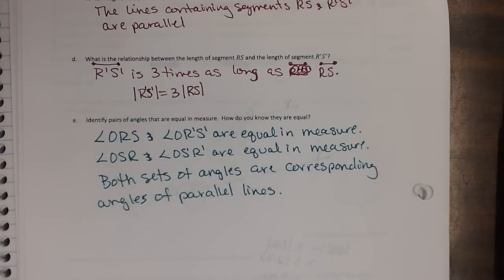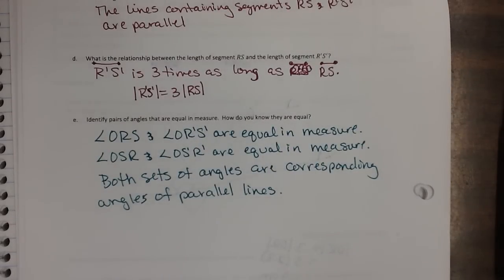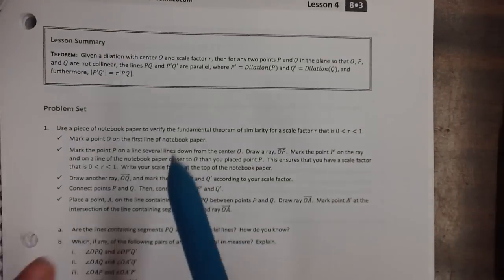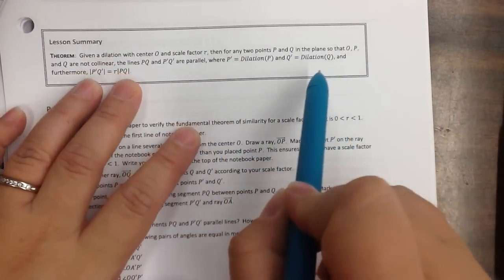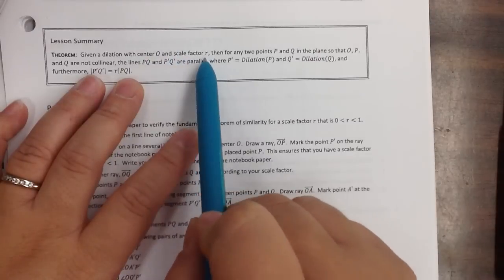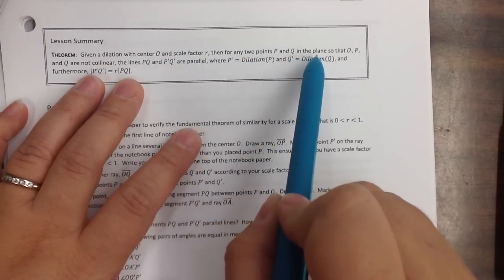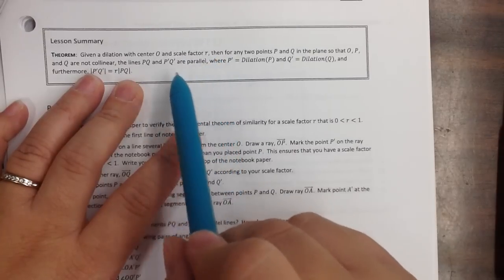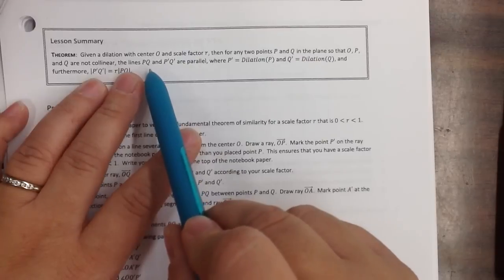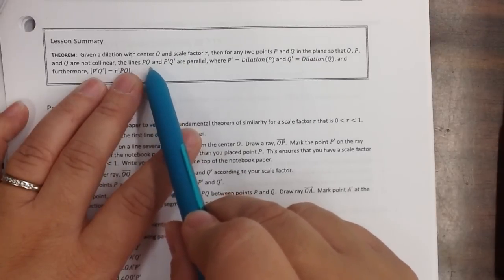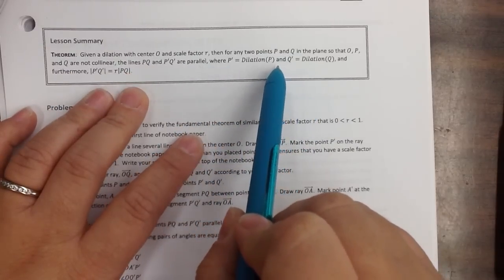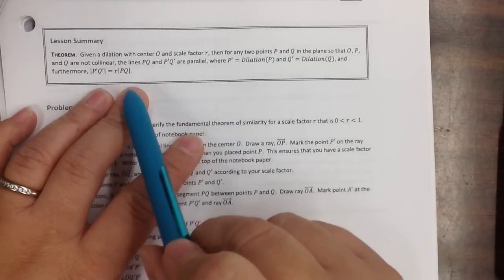In the end, we know the theorem, and it is here on this page. We have a center and a scale factor for any two points, P and Q. O, P, and Q don't have to be collinear. They don't have to be on the same line. The lines PQ and P prime Q prime are parallel when there's a dilation of P and Q using the same scale factor.